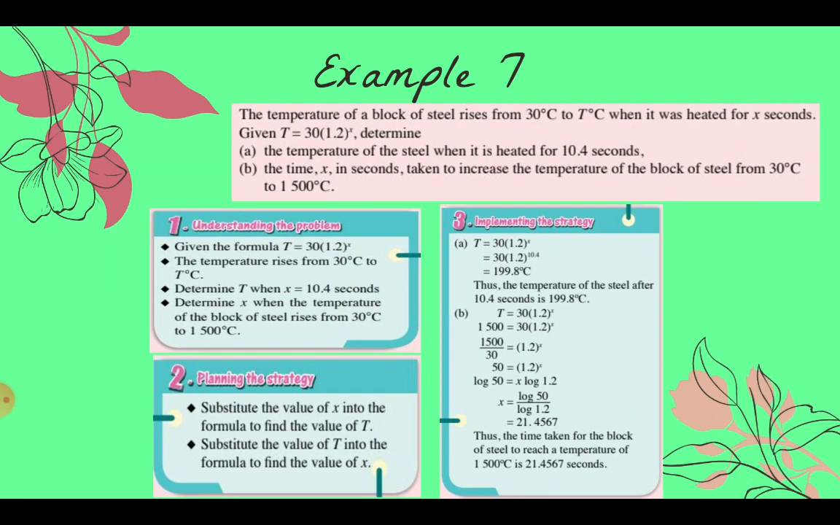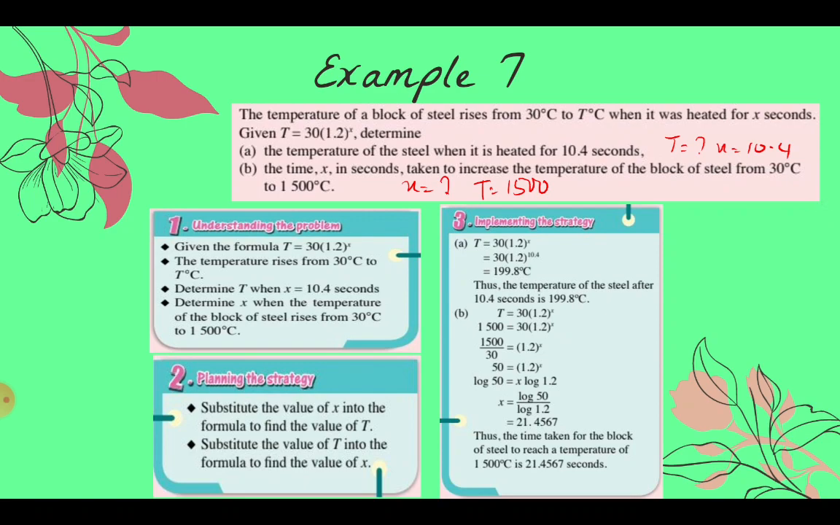So for A, earlier we said, what is T when X equals 10.4? So we substitute the value of X, 10.4. So we know that at 10.4 seconds, the temperature of the steel is 199.8 degrees Celsius. For B, what is X when T equals 1500? Okay, 1500. So again, substitute the value of T.